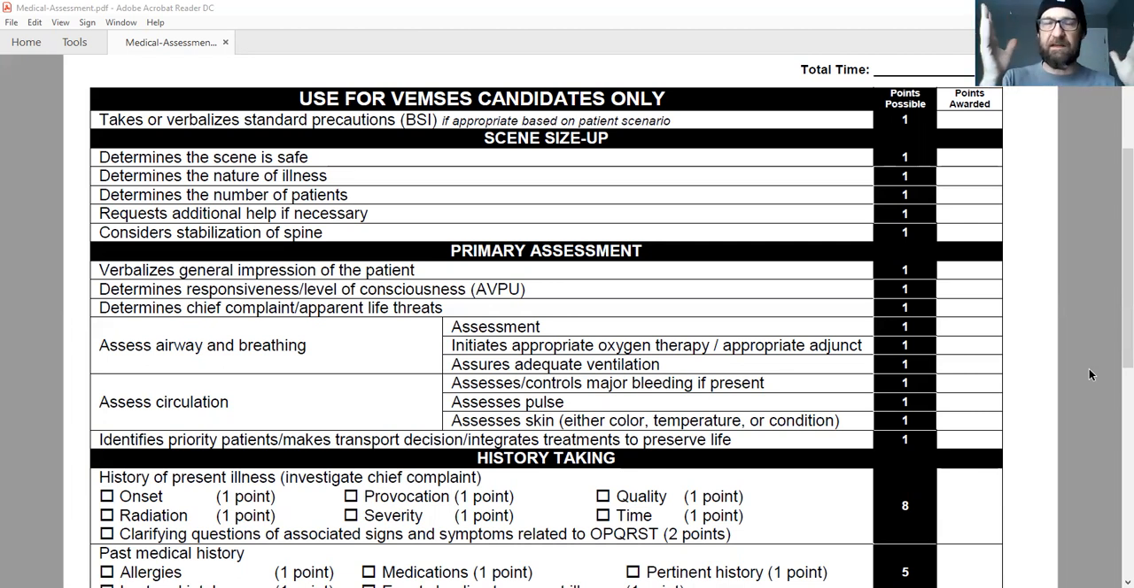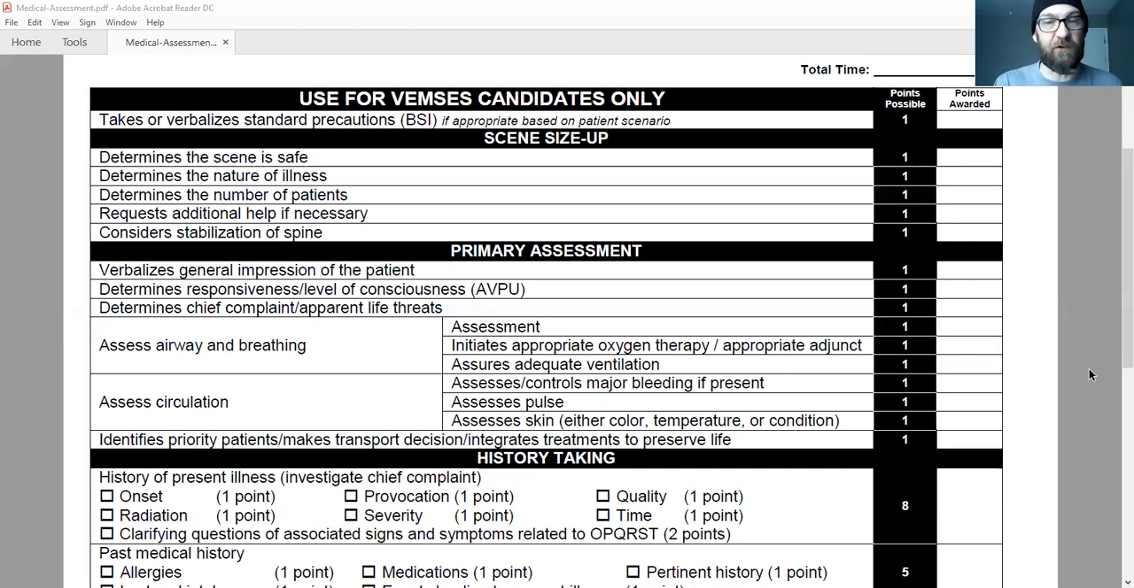All right, so BSI, is the scene safe? Yes, the scene is safe. I have the nature of illness is chest pain. I have one patient. I'm going to go ahead and call for ALS, and I'm not going to take C-spine as there's no signs of trauma. A general impression of the patient is poor because of the skin condition and their positioning.